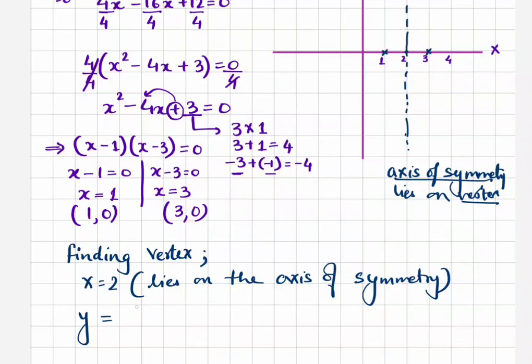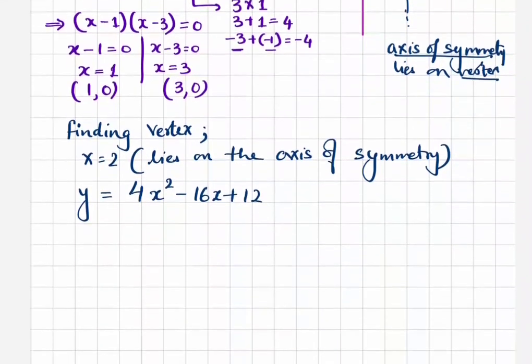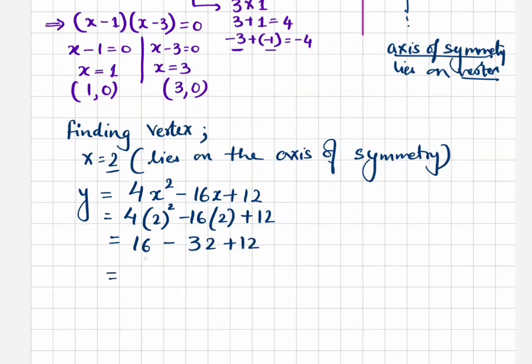Our main equation was y equals 4x squared minus 16x plus 12, right? So we are now going to substitute 2 there. So we have 4 times 2 squared minus 16 times 2 plus 12. 2 squared is 4, times 4 is 16, minus 16 times 2 is 32, plus 12. 16 take away 32 is minus 16, plus 12, which is minus 4, right? So our vertex is at x equals 2 and y equals minus 4, right?